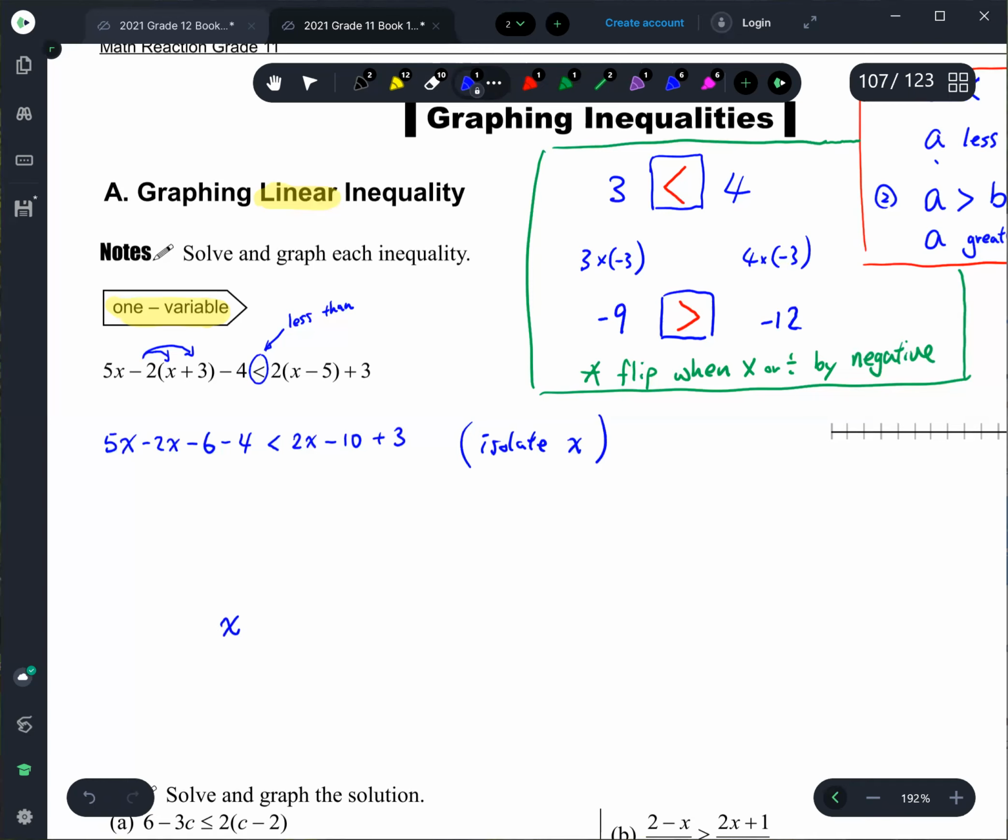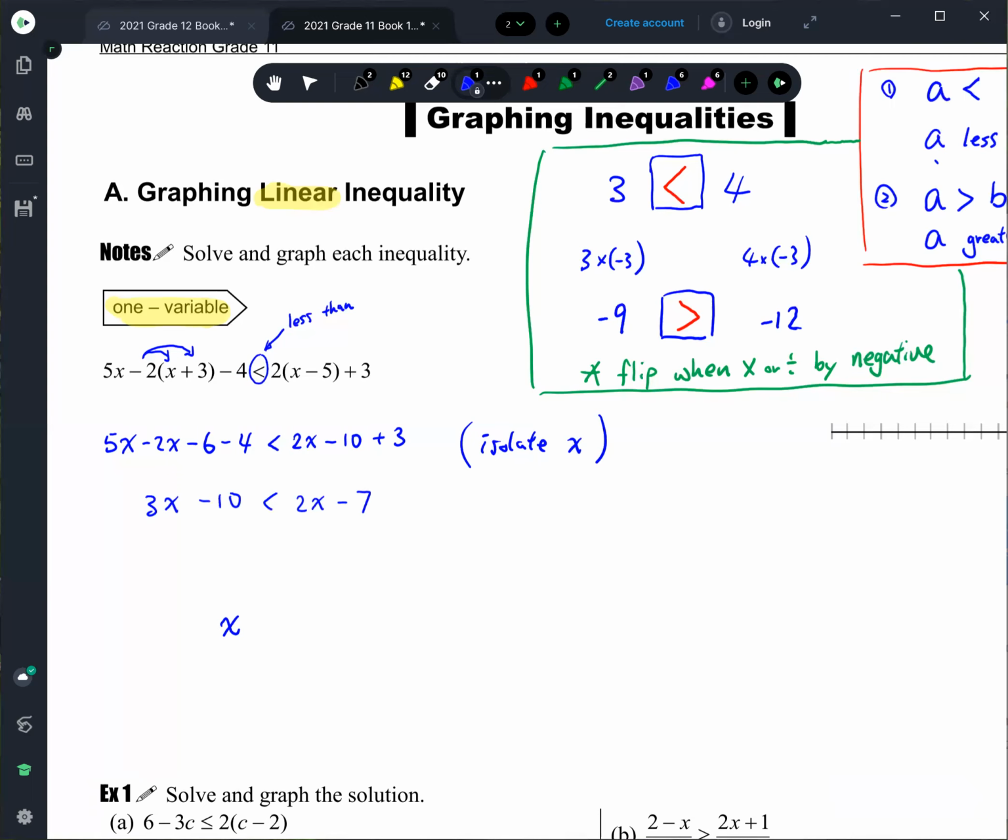Okay, I'll do another step. We could combine the like terms first, right? So on the left side, we have 3x minus 10 less than 2x minus 7. Okay, if you are finished, please raise your hand.